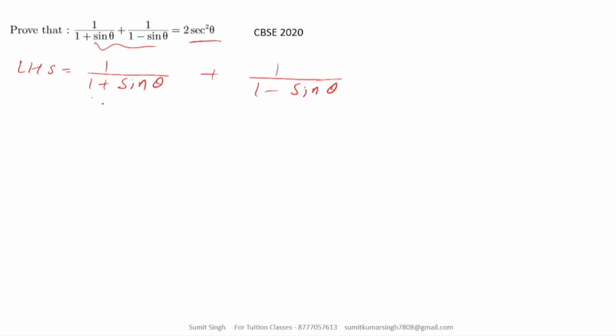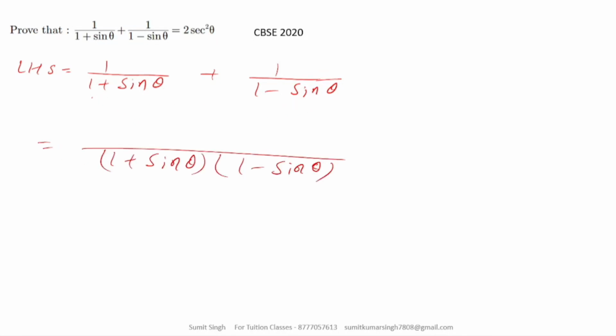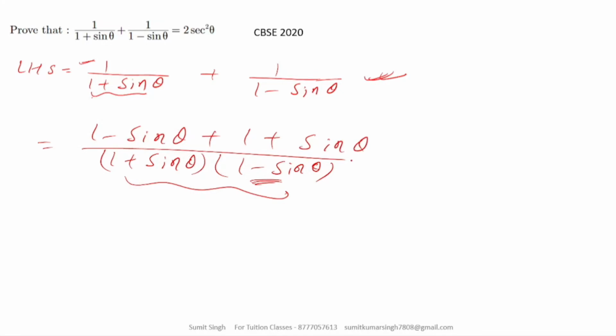From here we will take the LCM of the denominator. So we will have (1 plus sine theta) times (1 minus sine theta). One more thing, when we divide this entire term by 1 plus sine theta, we will have only 1 minus sine theta. So 1 minus sine theta times this one will be equal to 1 minus sine theta. We will repeat the same process with the second term, so we will have only 1 plus sine theta. One more thing, here minus sine theta and plus sine theta will cancel out. So basically we will have 2 by (1 plus sine) into (1 minus sine).